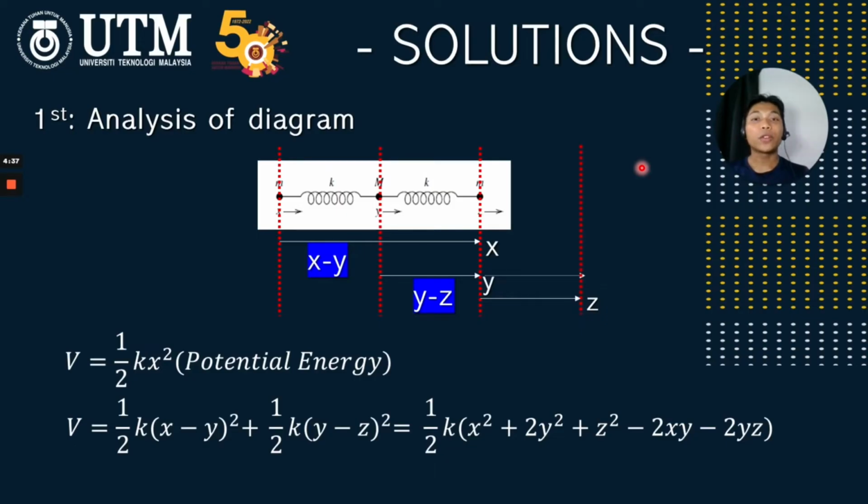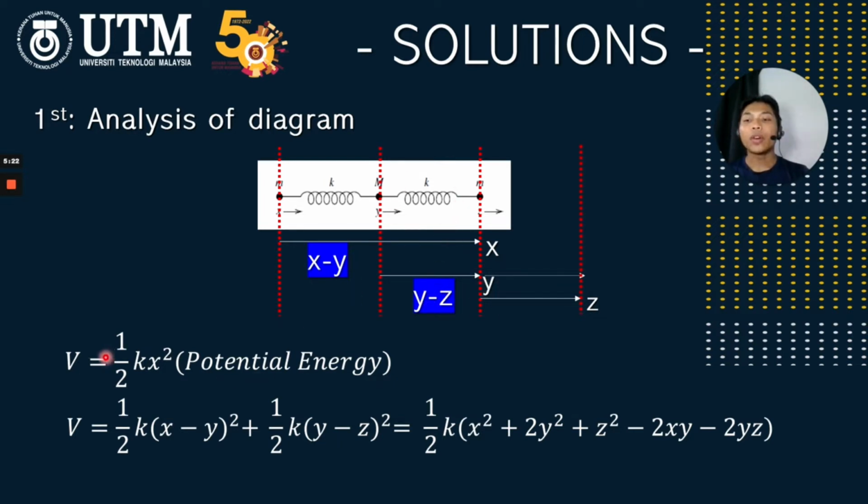Now, let's see the solution for this question. Before we go through the solution in detail, let's analyze the diagram first. You can see over here the diagram has the distances x, y, and z, and the distance between these two springs. The x is the distance from this one to this one, and the same goes for y and z. Therefore, to get the distance for the first spring, you must do x minus y. The same goes for the second spring, which is y minus z to get this distance.